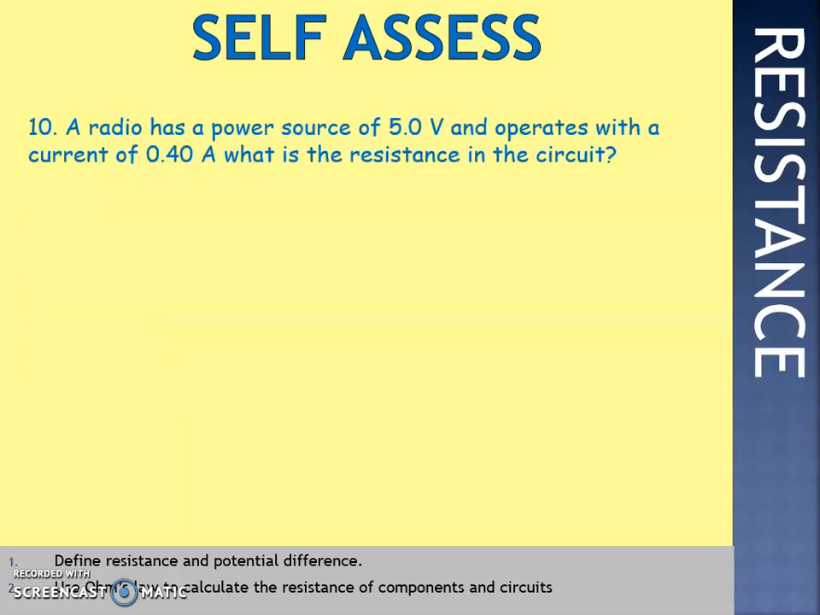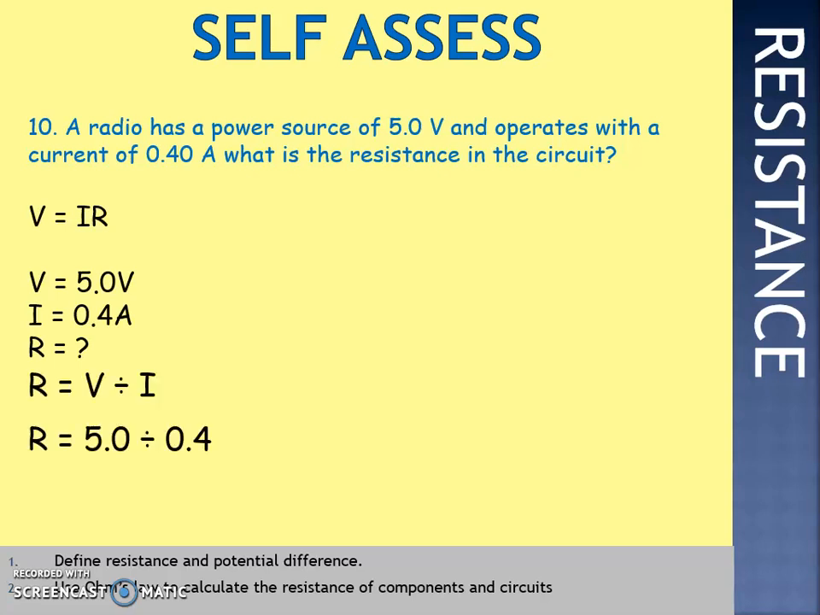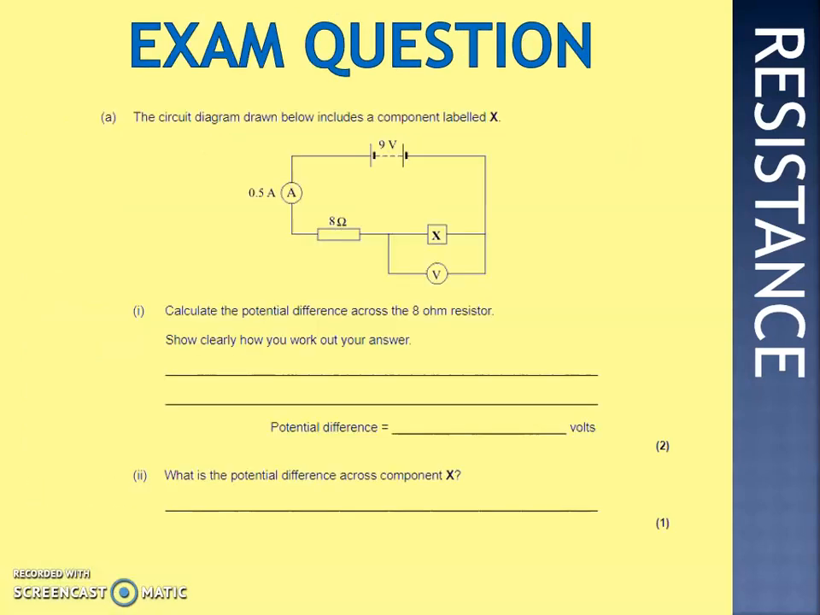And finally, a radio's got a power source of 5 volts and operates with a current of 0.4. What's the resistance? Again, write out all what I know. Rearrange my equation, R is V divided by I, that would be 5 divided by 0.4, giving us 12.5 ohms.